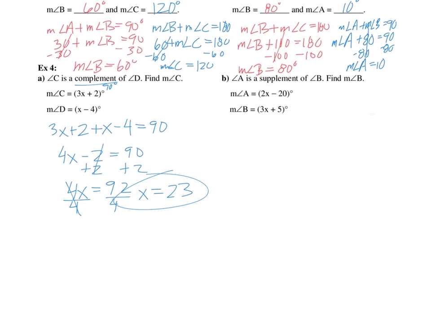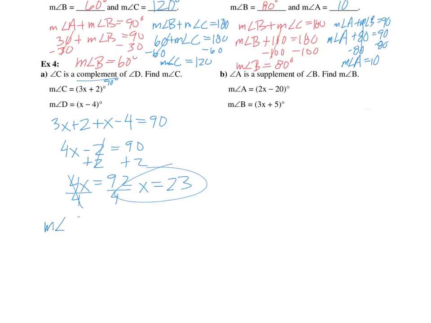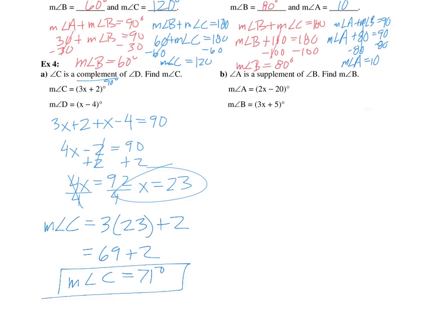All right, take the x and I plug it in for measurement of angle C. So I got 3 times 23 plus 2. So I have 69 plus 2, I end up with 71. 71 degrees for measurement angle C. Okay. Part B, it's a supplement, so they add up to 180 degrees.